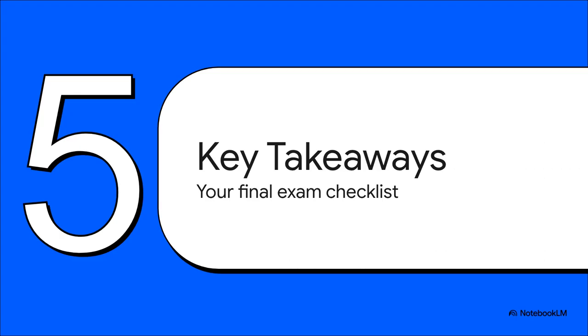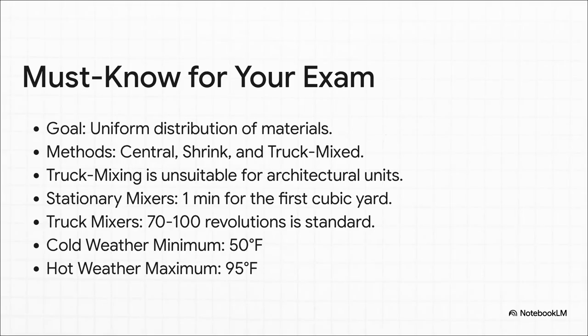Okay, we have covered a lot of ground, so let's boil it all down into your final checklist. Think of this as the absolute must-know info you need to have memorized before you walk into that testing center. Let's run through this one last time. The goal, uniformity. The methods, central, shrink, and truck mixed. The big limitation? Truck mixing is no good for architectural units. The times? 1 minute for that first yard in a stationary mixer, and 70 to 100 revolutions for a truck mixer. And your magic temperatures? Stay above 50 in the cold and stay below 95 in the heat. That's your list. Memorize it.